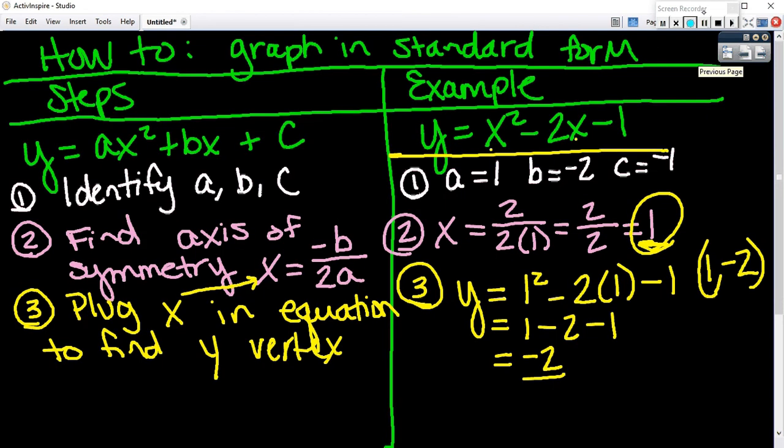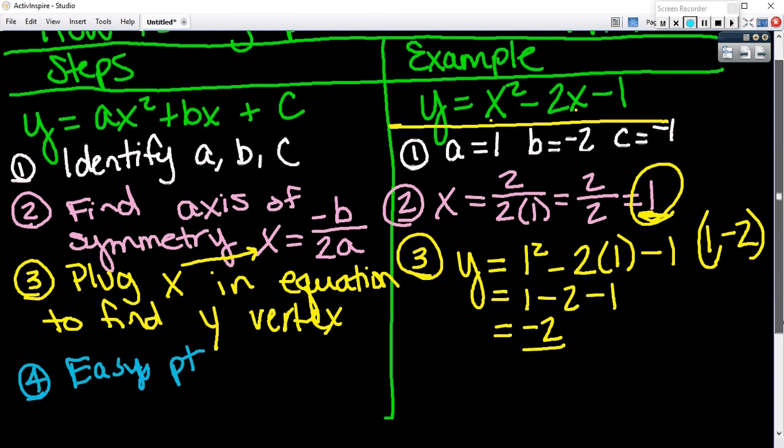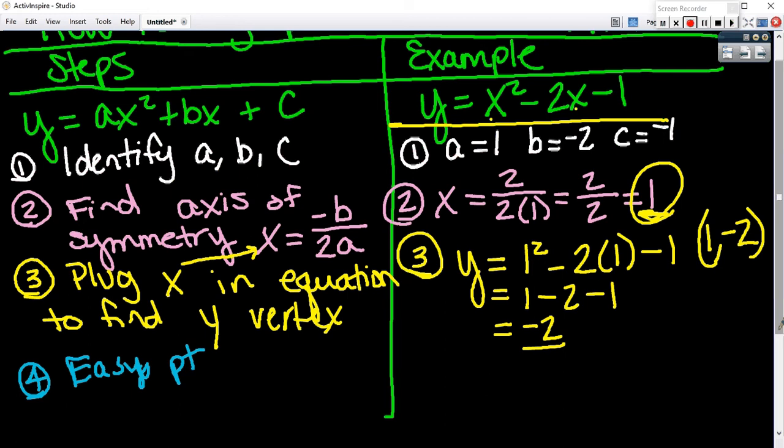I've got a couple options. All right, well, the vertex is the maximum or minimum. But what I want is an easy point to graph. Now, I can look at that equation right now and pick out an easy point. Do you see what easy point I might be talking about? Negative 1. But why? What is negative 1? C, which is the y-intercept. That's easy, right?